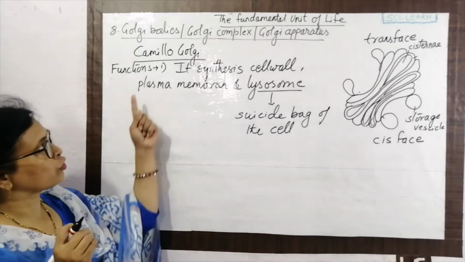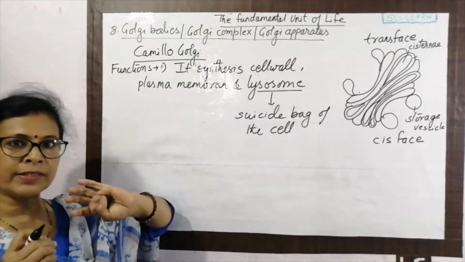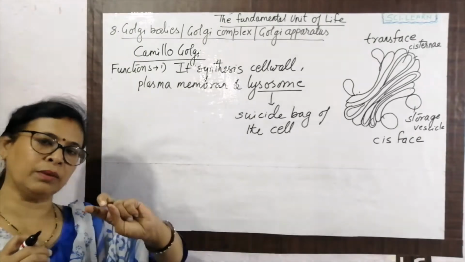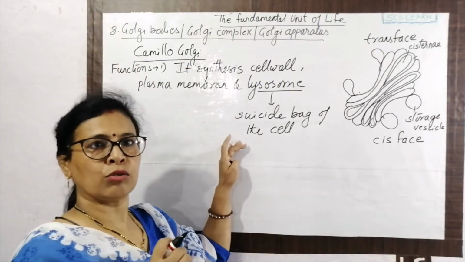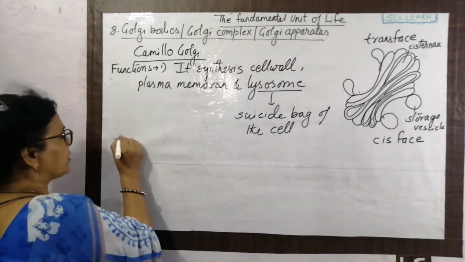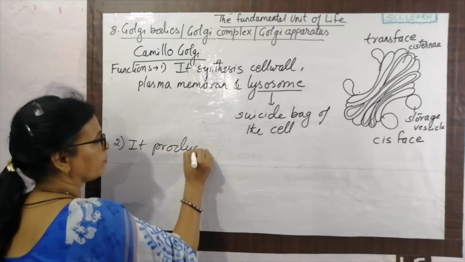So what is the first function of the Golgi body? It synthesizes cell wall. You know very well that cell wall is present in the plant cell only. Plasma membrane is present both in the plant cell as well as in the animal cell, and the lysosome is called the suicide bag of the cell. The second function: it produces vacuole.